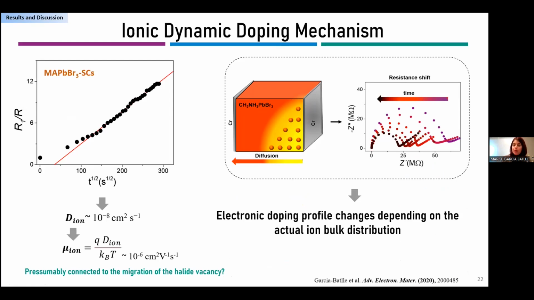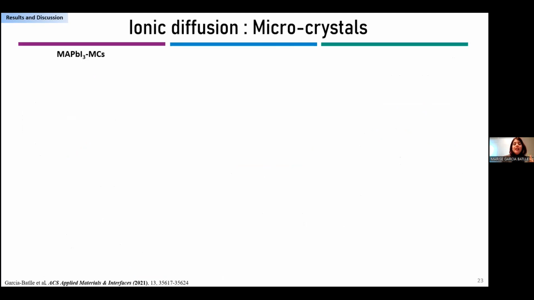So I think the main idea of the ionic dynamic doping mechanism is how these ions may vary the electronic conductivity during the diffusion. So basically the electronic doping profile depends on how the ion bulk distribution is. And we can record this by observing the resistance shift. This is the main idea of the ionic dynamic doping mechanism.